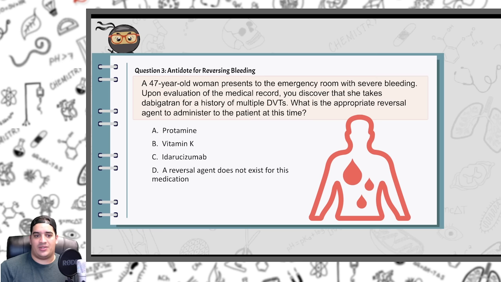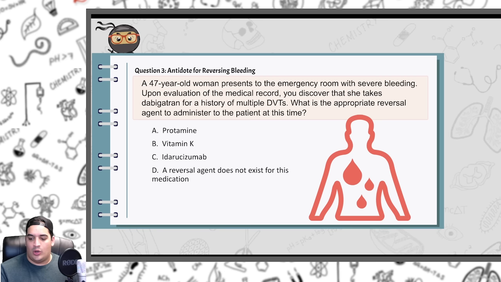Well, the name to fame is idarucizumab. So protamine is for heparin. Vitamin K, in addition to things like PCC or FFP, can be given for things like warfarin. Idarucizumab is particularly for dabigatran. As for the option saying a reversal agent does not exist for this medication, that's not necessarily true. For dabigatran, we would give idarucizumab, a monoclonal antibody, as a reversal agent for that drug.